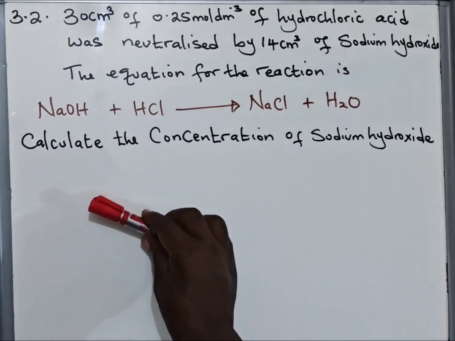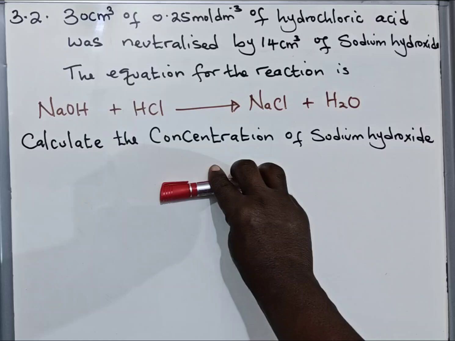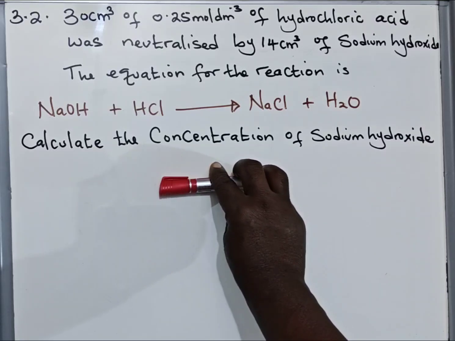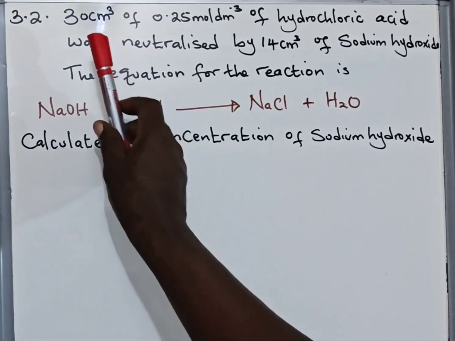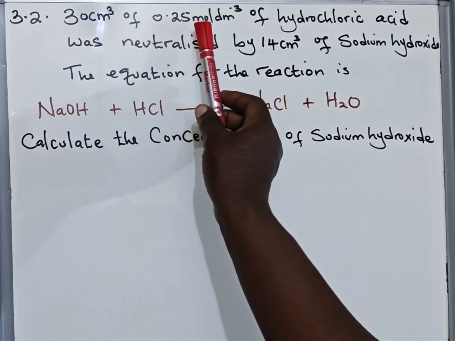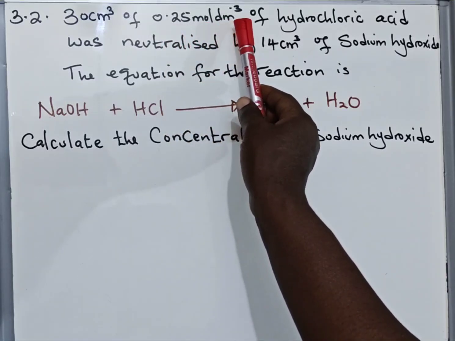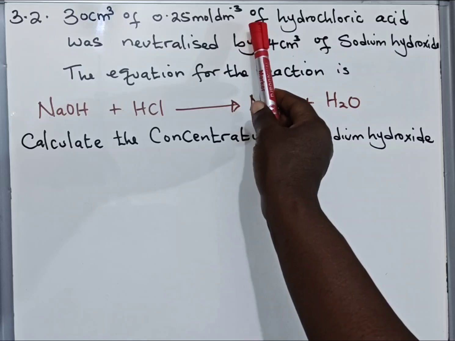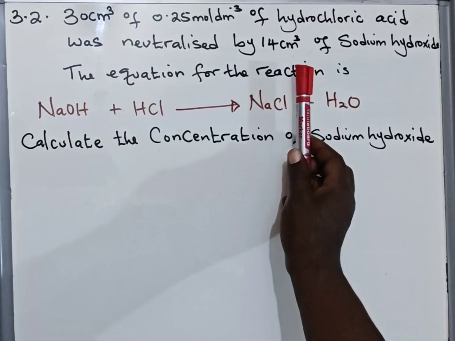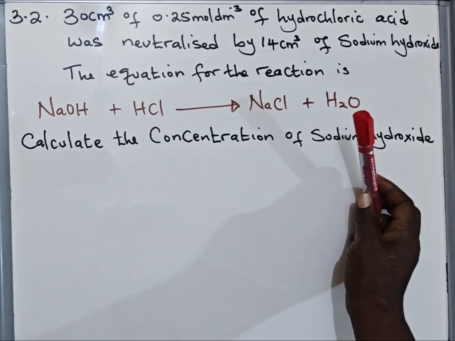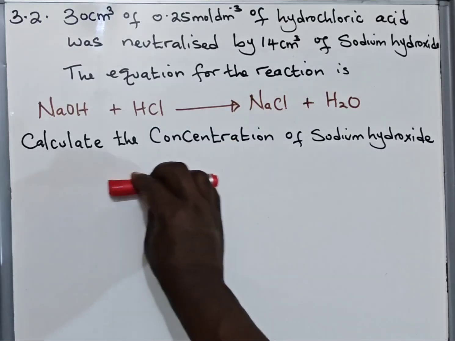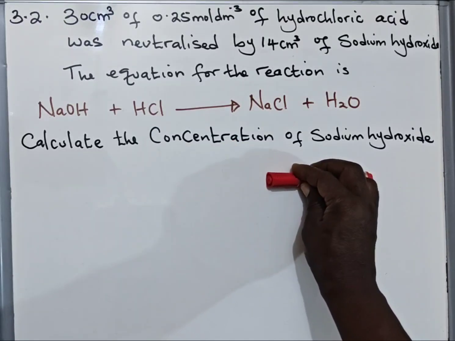Okay, today we are looking at this question. It's a grade 11 question under this topic, molality. We say that 30 cubic centimeter of 0.25 moles per cubic decimeter of hydrochloric acid was neutralized by 14 cubic centimeter of sodium hydroxide. The equation is given below, and they say calculate the concentration of sodium hydroxide.